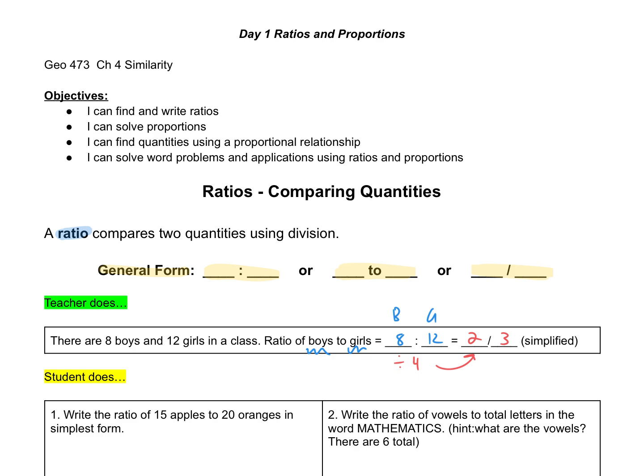In words, can you please write this? What that means is, for every 2 boys in the class, there are 3 girls. So for every pair of boys, every 2 boys, you're going to get 3 girls.